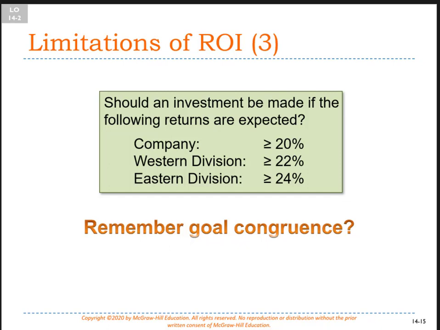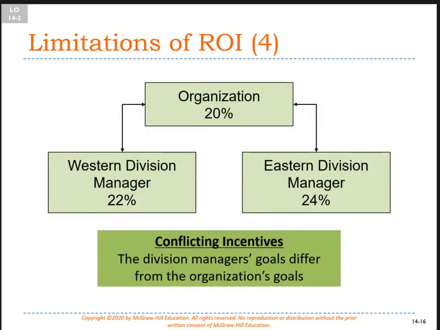Now, in both cases, the company would be better off by doing those projects because the company wants to make 20%, and everything over 20% should be completed. And these two managers just passed on ones that were 21 because they didn't meet their local goal of 22 or 24% based on what they have done in the past. Okay? So that is a conflicting incentive.